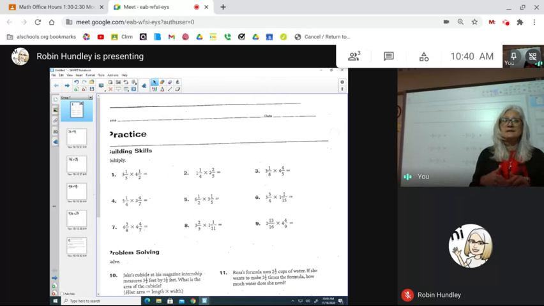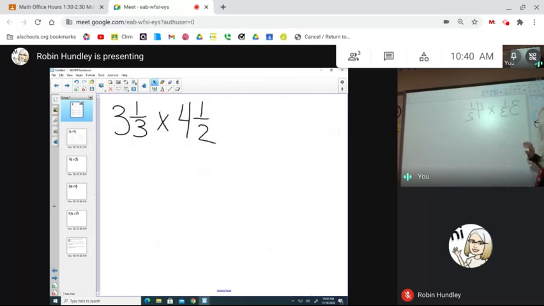Now we're going to add to this mixed numbers, and a mixed number has a whole number with a fraction. And so there is one more added step. We're going to take number 1, 3 1/3 times 4 1/2. The first step is to convert the mixed number into an improper fraction. Remember how we do this. I think Mrs. Weitzel calls it around the world, but you multiply the denominator times the whole number, and then you add the numerator. And the denominator always stays the same.